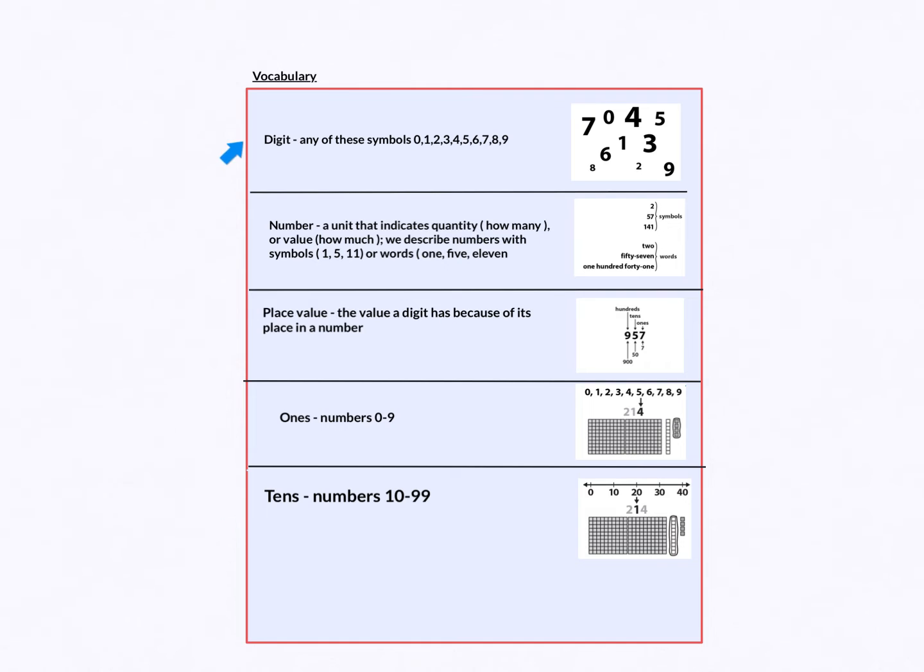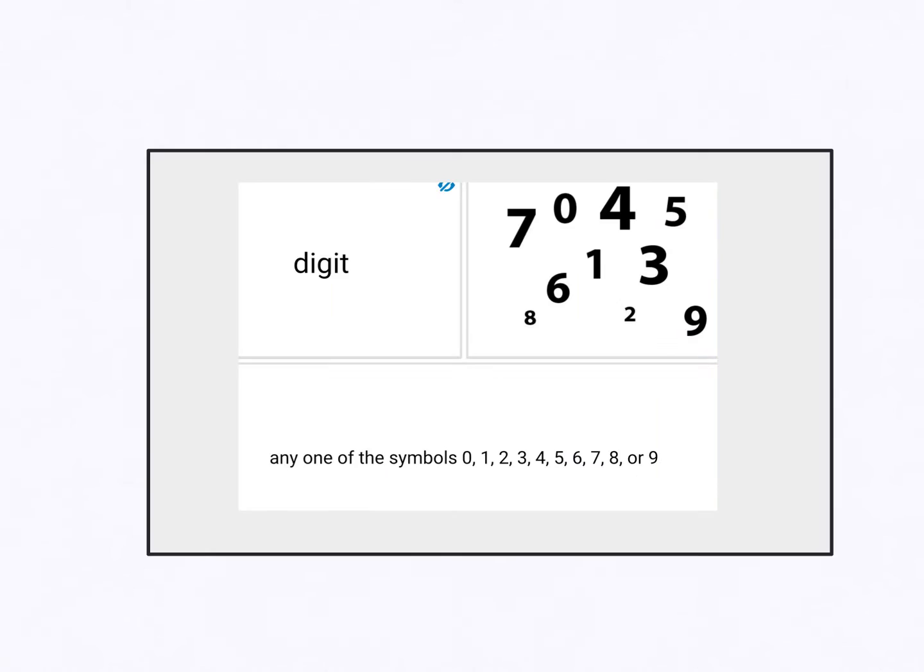So let's take a closer look at our first vocabulary word, digit. The word digit can be defined as any one of these symbols: 0, 1, 2, 3, 4, 5, 6, 7, 8, or 9. In our visual over here, we can see all of these symbols mixed up in a different order.